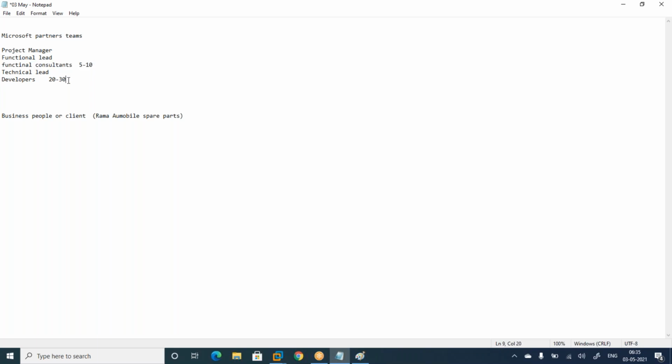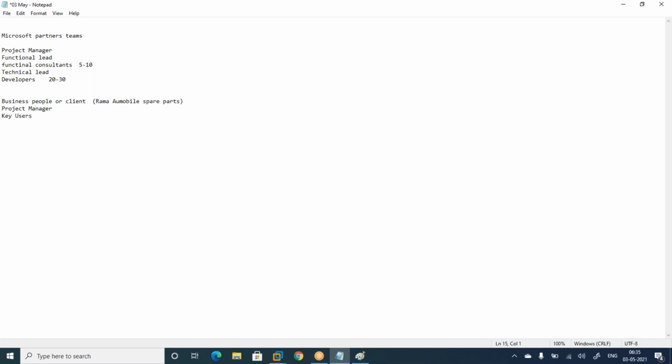Okay, this is the team from the Microsoft partners. Now, in the same manner, from the client side also, there will be a project manager who is going to implement. There will be one person identified as the project manager, and then key users.